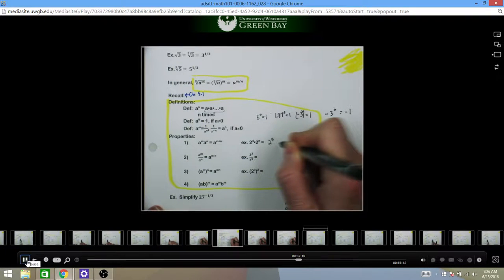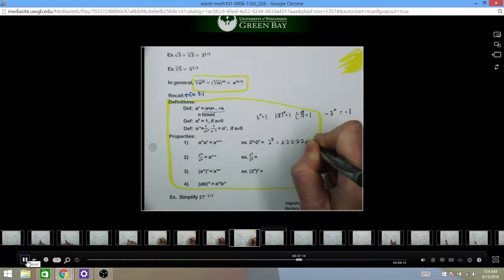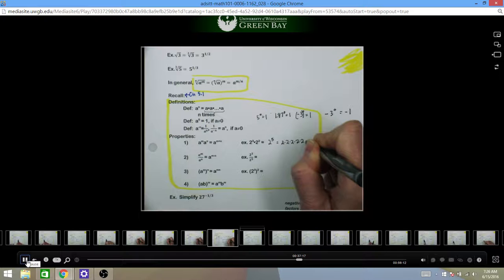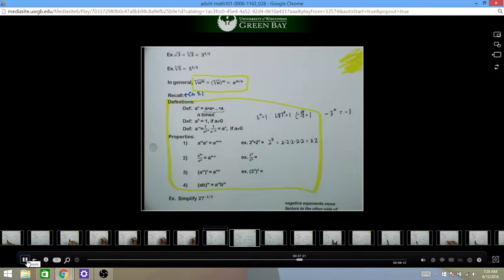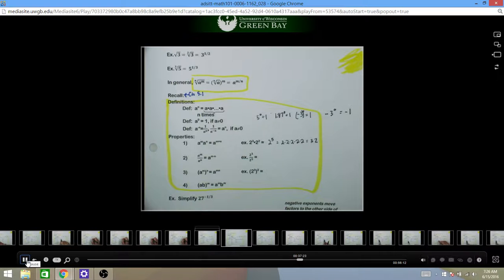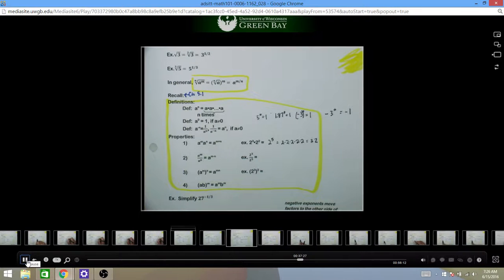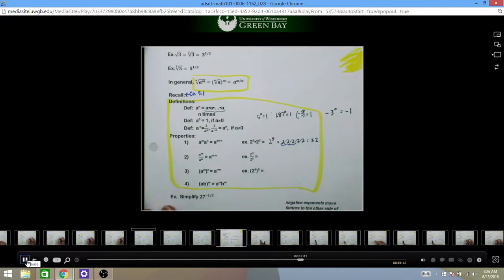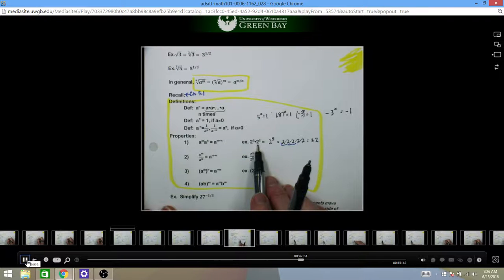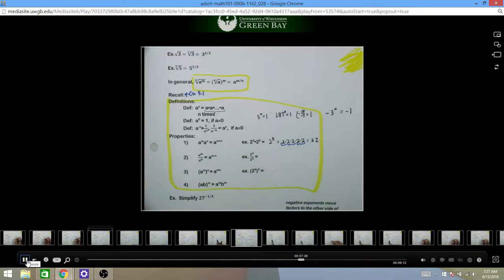So that's 2 times 2 times 2 times 2 times 2. 2 times 2 times 2 times 2 times 2 is 32. But that's actually an observable property. It's just based on your definition. So here's your a cubed. That's 3 2's multiplying together. And here's your 2 squared. It's 2 2's multiplying together. So sure enough, you get 5 2's multiplying together.